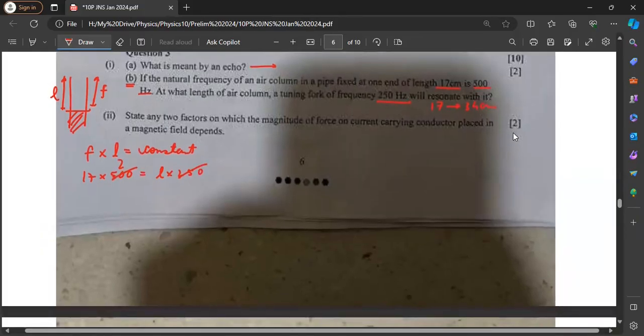State any two factors on which the magnitude of the force on a current carrying conductor placed in a magnetic field depends. We have that force is equal to BIL sine theta. So it depends on the strength of the magnetic field, the strength of the current, the size of the conductor in the magnetic field, and also the angle between the magnetic field and current.